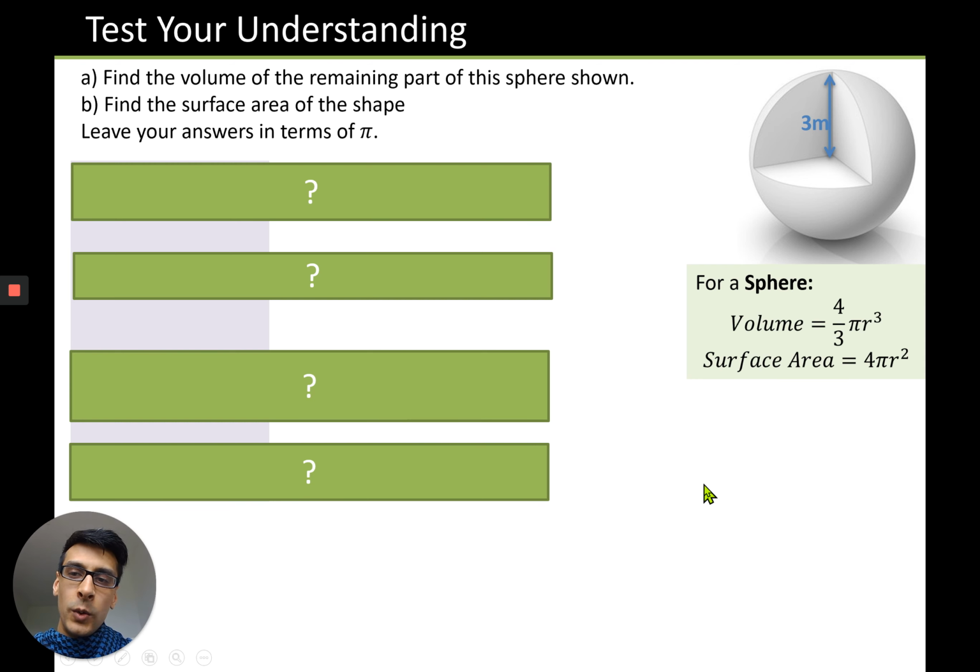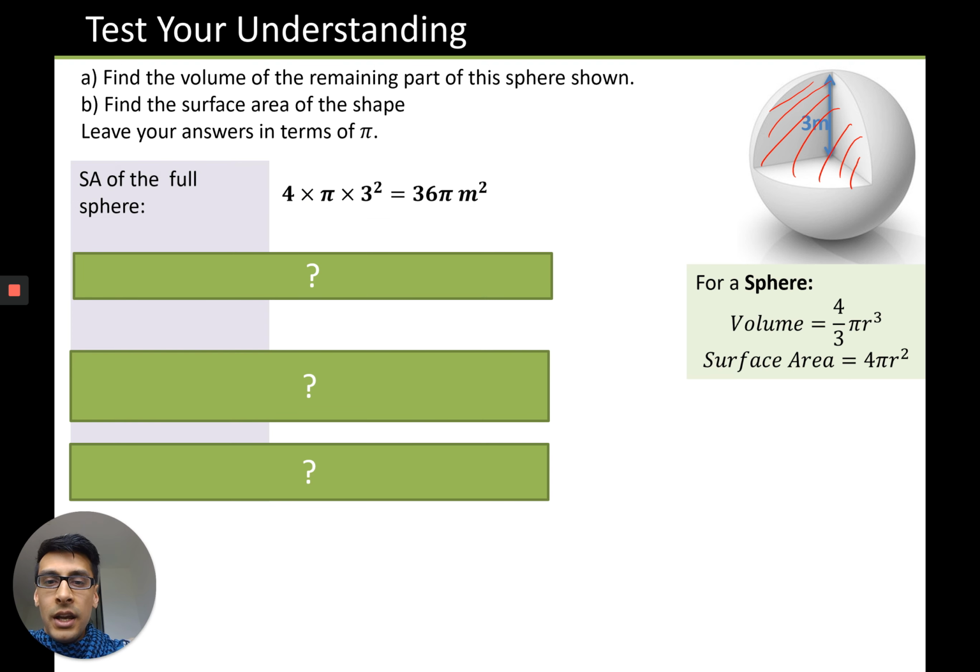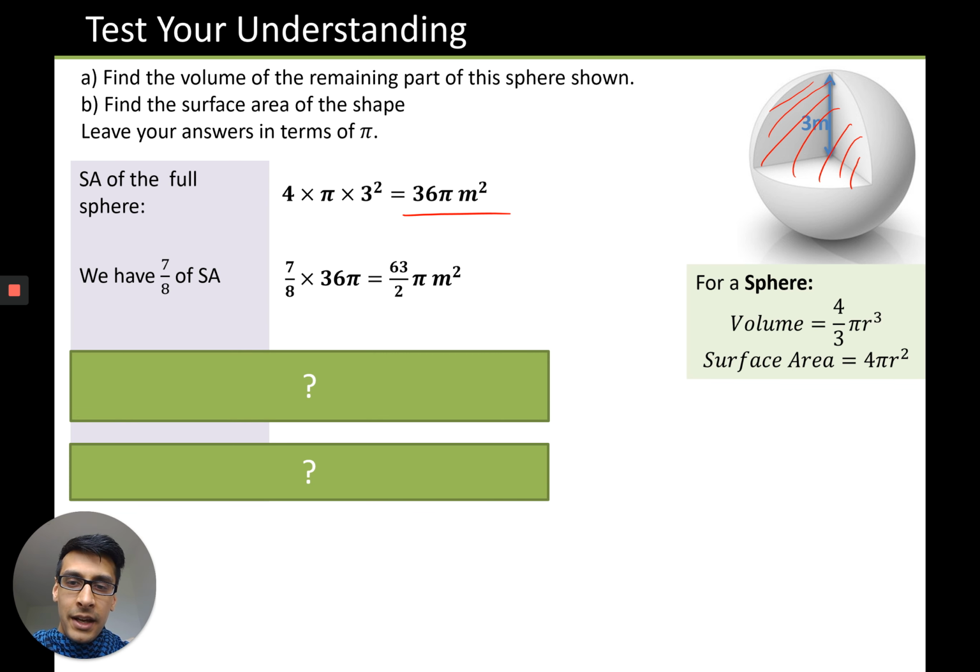We're going to work out the surface area now. So again here, if you look at the full sphere and you imagine the outside surface, if you replicate that 8 times, you're going to have the full surface. So again, we have 7/8 of the surface area of the full sphere. That's one way to do it. Another way to do it is, once you have the full sphere, it's 36 pi. 7/8 of that is 63 over 2 pi.